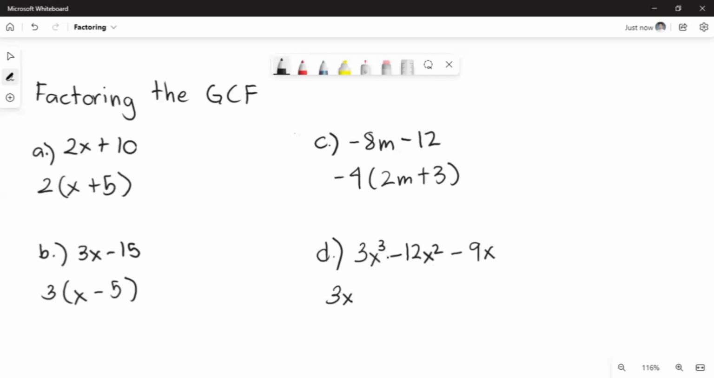Okay, so 3x cubed divided by 3x, that will give us x squared. And negative 12x squared divided by 3x, that will give us negative 4x. And negative 9x divided by 3x will give us negative 3 only. Therefore, if we factor out the common factor to 3x cubed minus 12x squared minus 9x, will give us 3x times the trinomial x squared minus 4x minus 3.